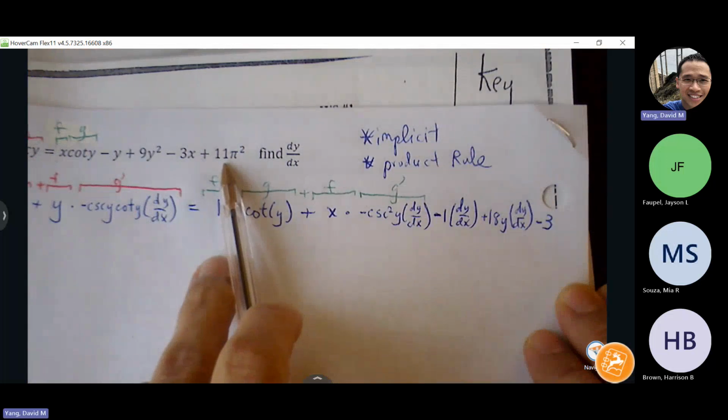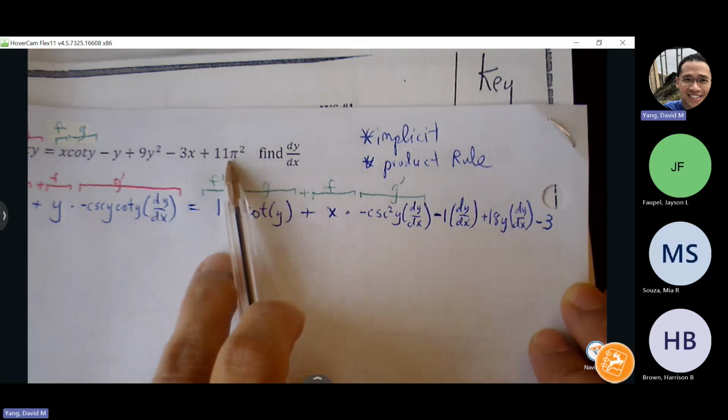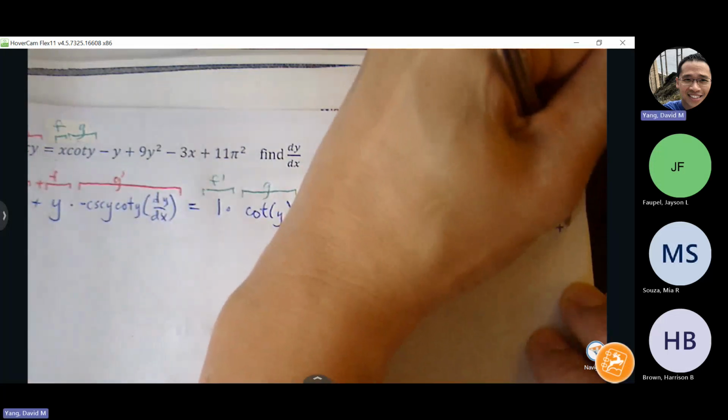What happens to 11 pi squared? Goes to 0, right? This doesn't become 22 pi. This is just a number. Goes to 0.